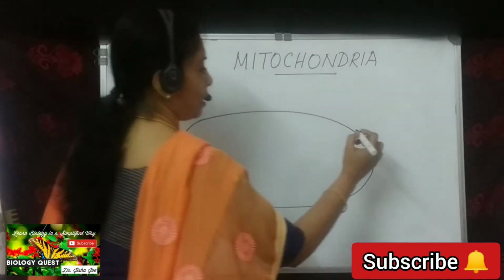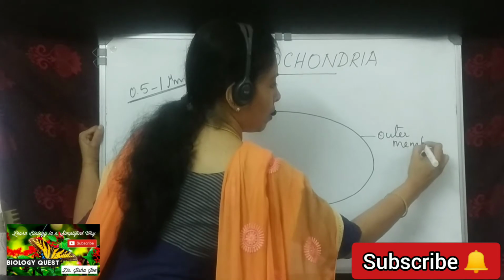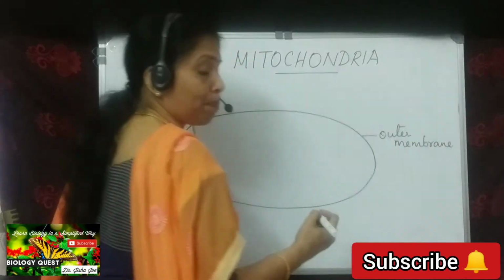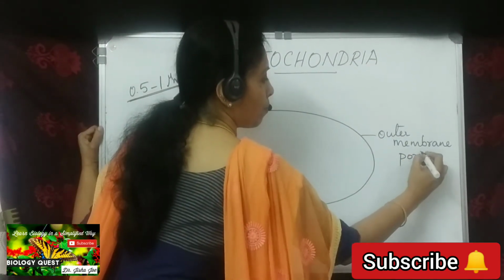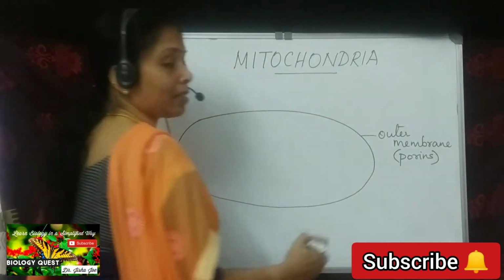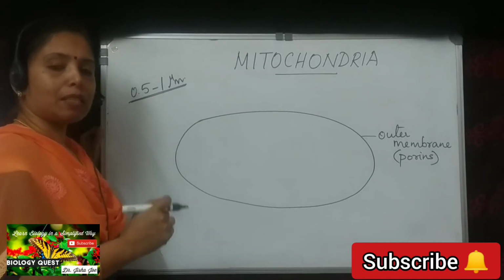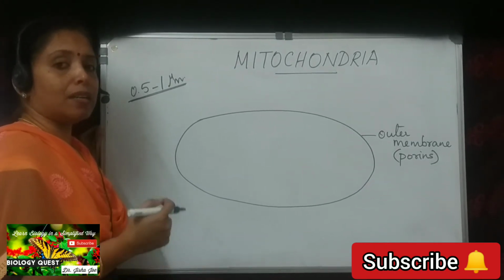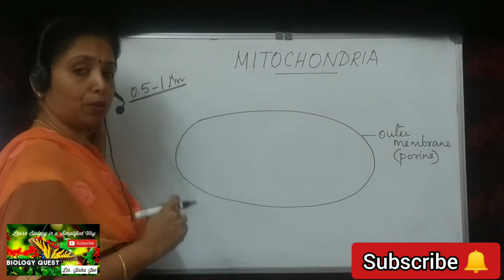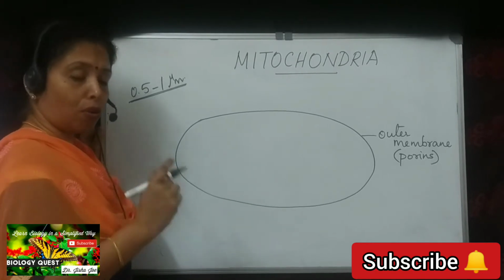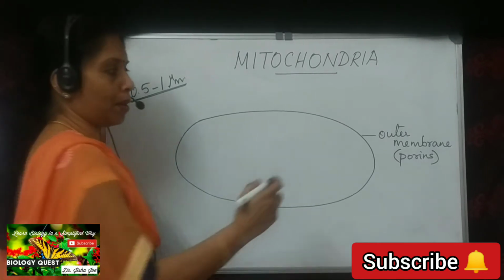The outer membrane is a freely permeable membrane, and it is made of proteins called porins. Porins are the proteins that are present in the outer membrane, and it is permeable to small molecules and certain ions. So that is with regard to the outer membrane. We know the mitochondrion is rod shaped, and it has two membranes. The outer membrane is a freely permeable membrane.